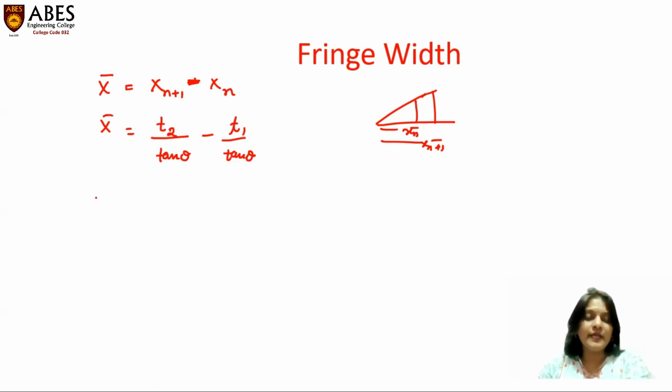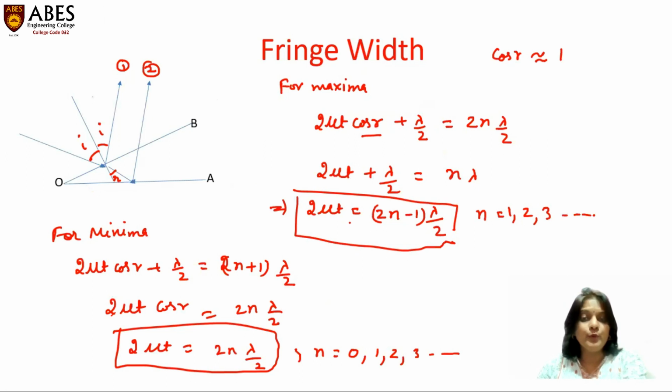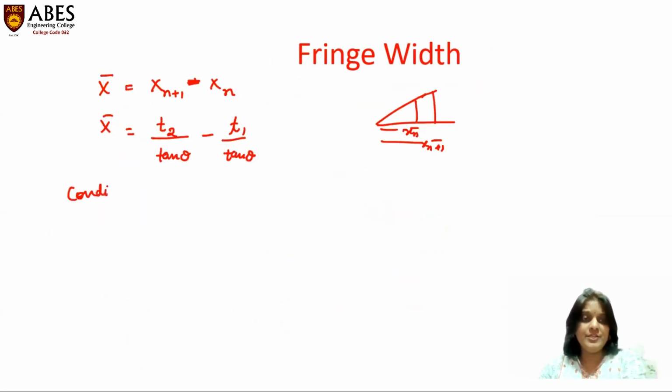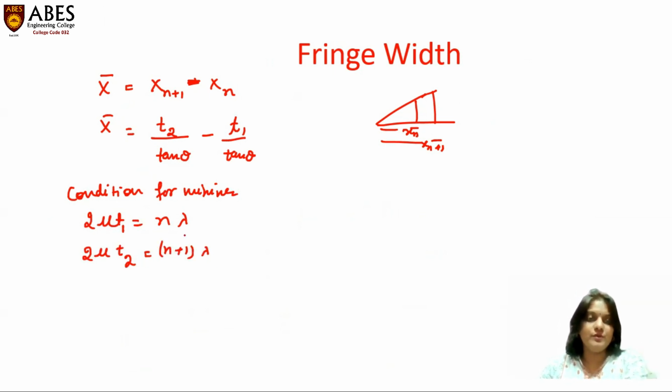Now, as we know, the condition for maxima is 2 mu t is equal to 2n minus 1 lambda by 2, and the condition for minima is 2 mu t is equal to n lambda. But for the nth fringe, the thickness is T1, and for the n plus 1th fringe, the thickness is T2. So we will put the value of T1 and T2 in this equation.